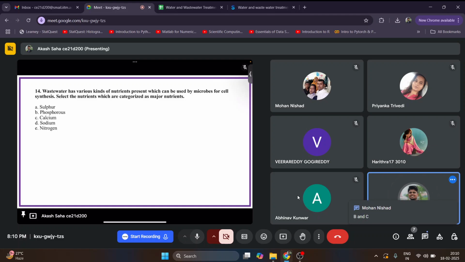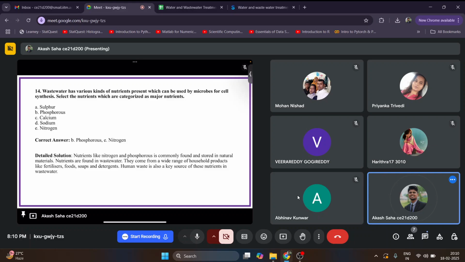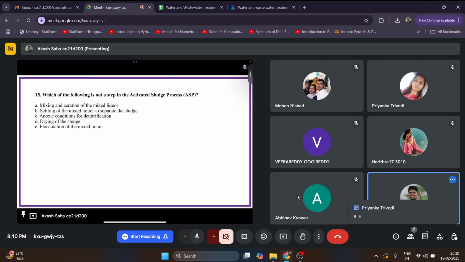B and C. Is it B and C? So basically the major nutrients are nothing but phosphorus and nitrogen. Okay. So these are the most commonly found and the major nutrients, B and E. Definitely, yeah.